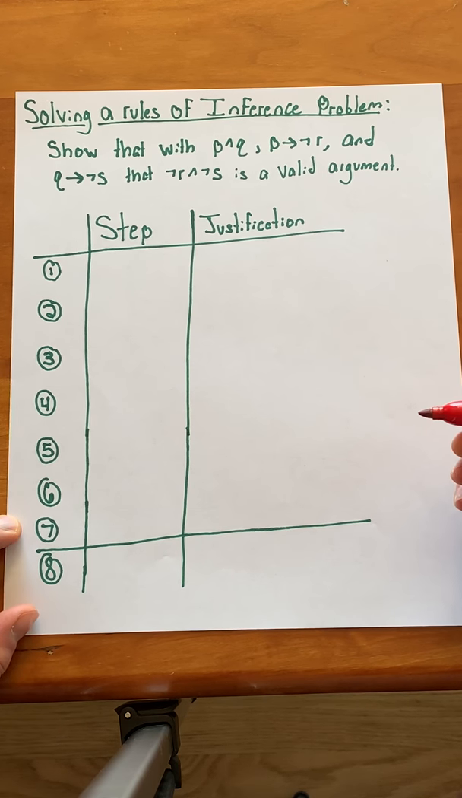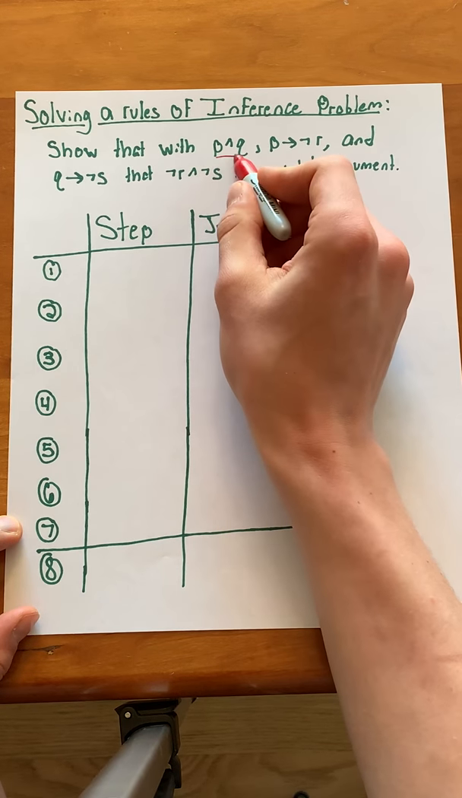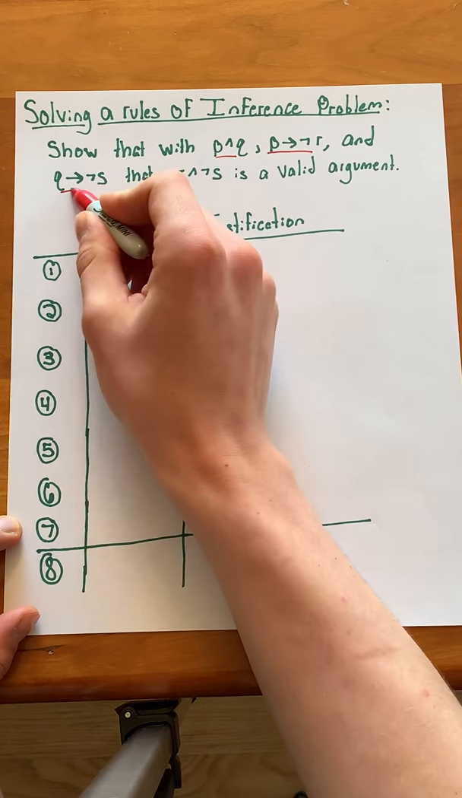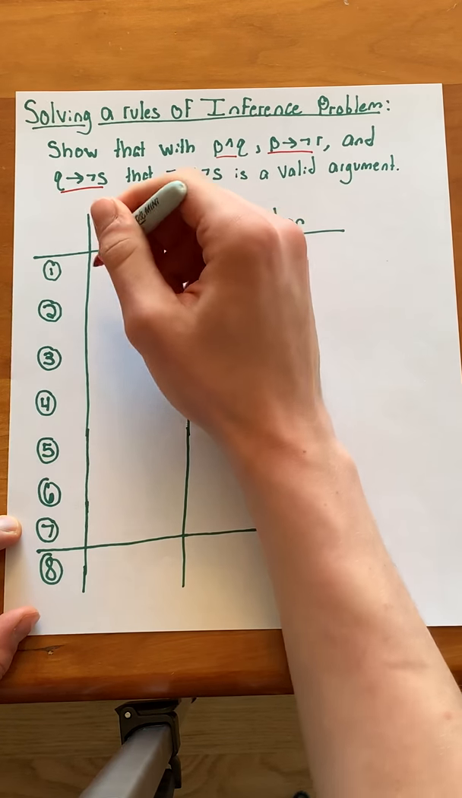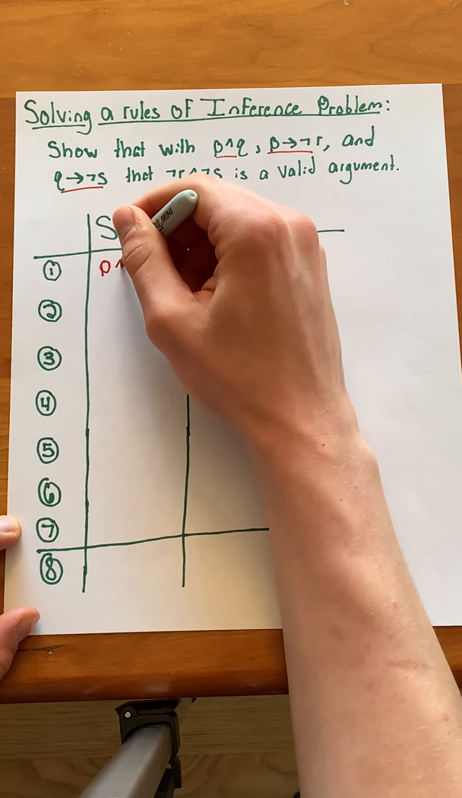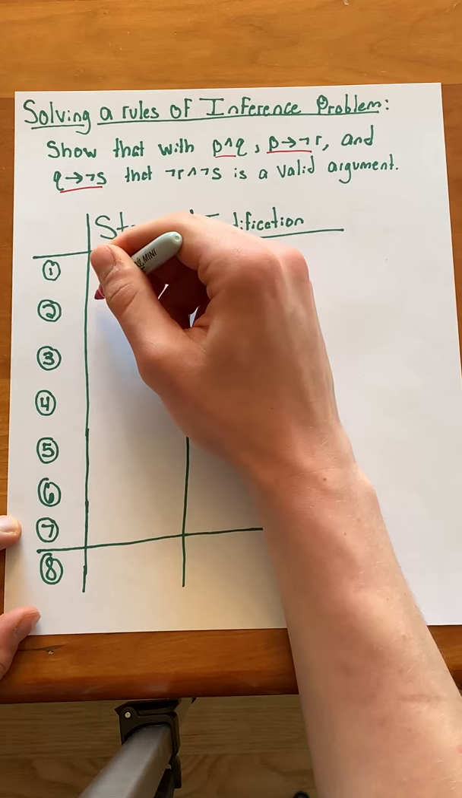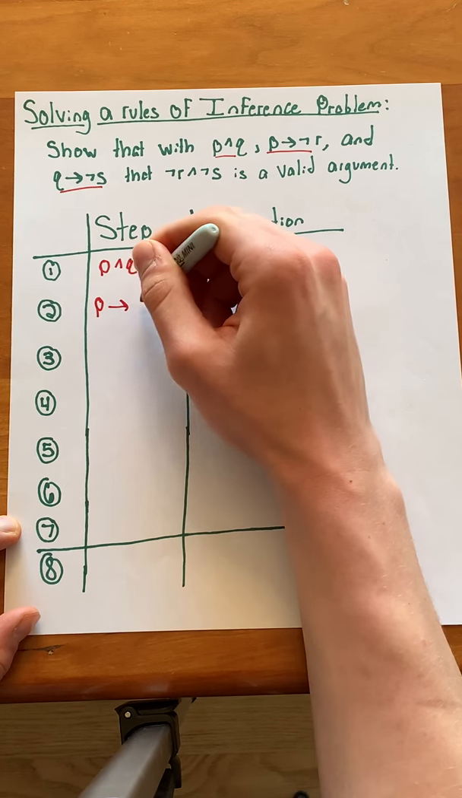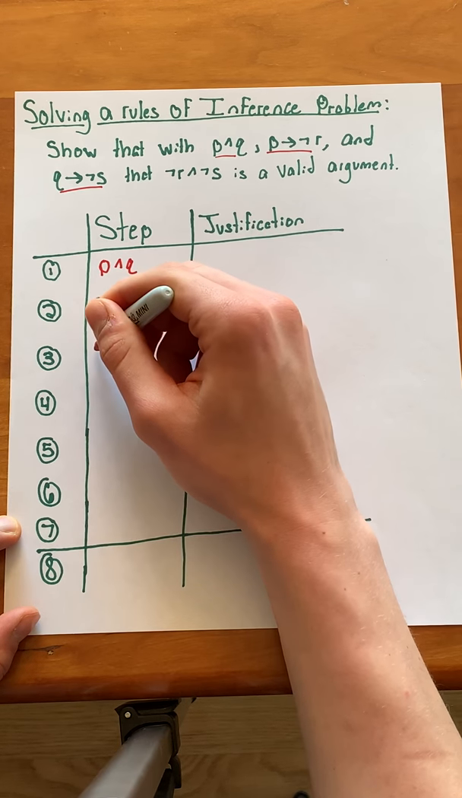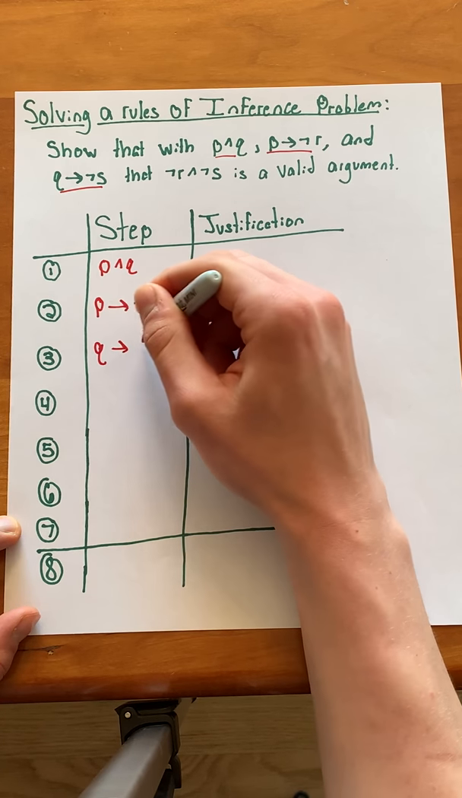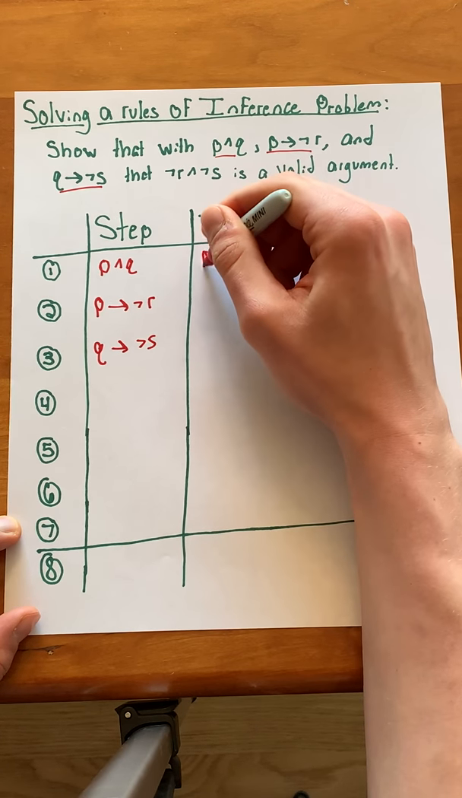So the first thing that we want to do is lay out our premises. Our premises are what we're given in the problem. So P and Q, if P, then not R, and if Q, then not S, are all premises.